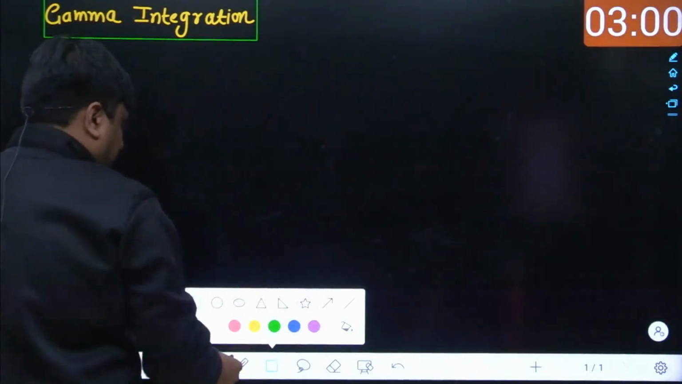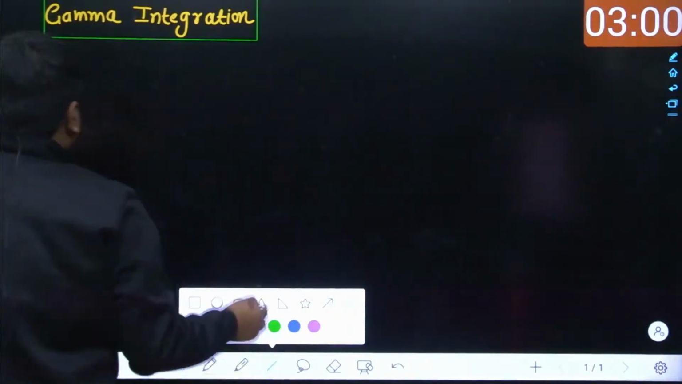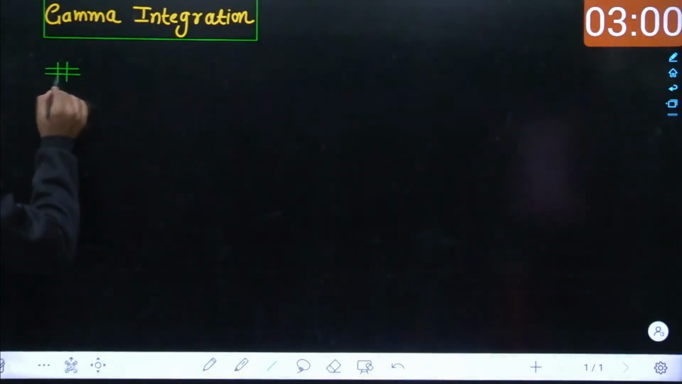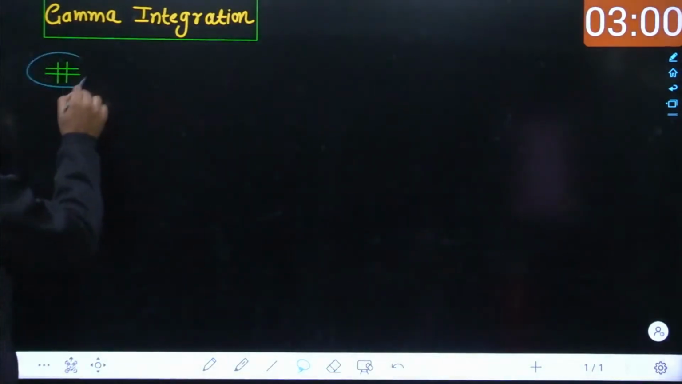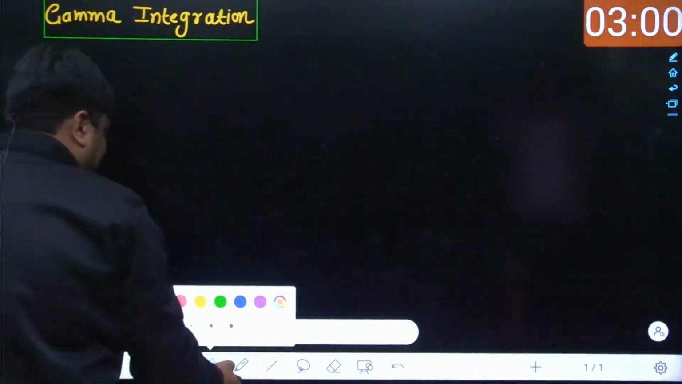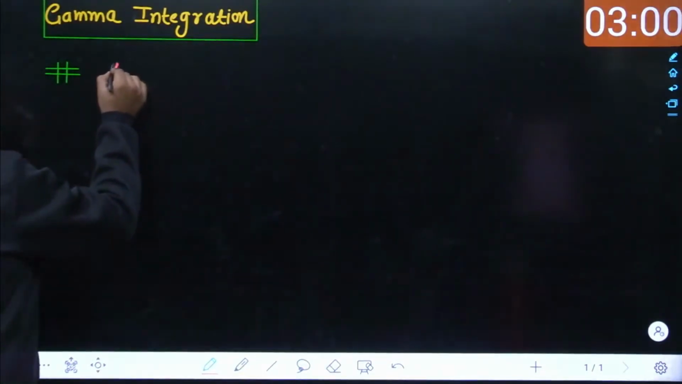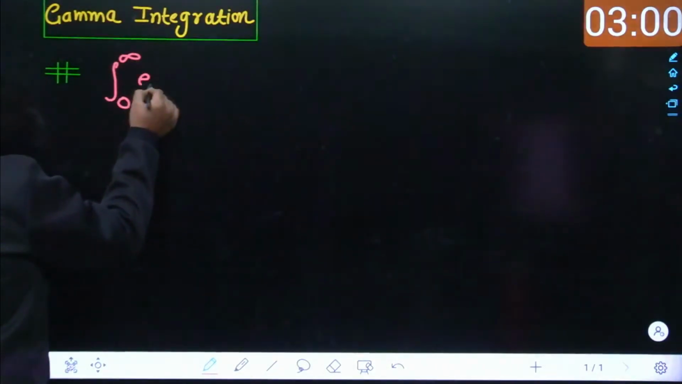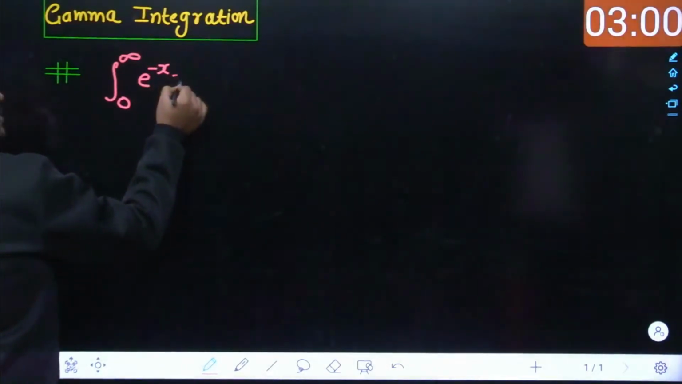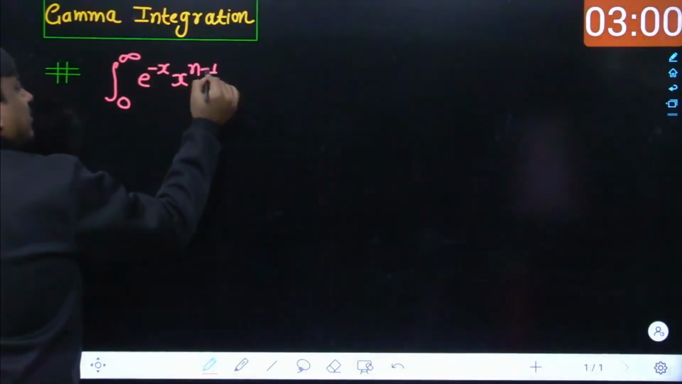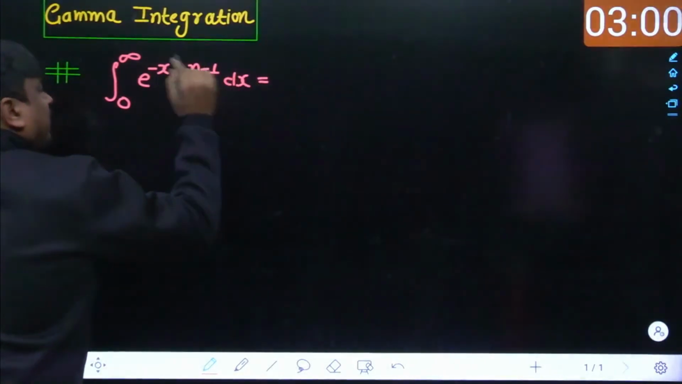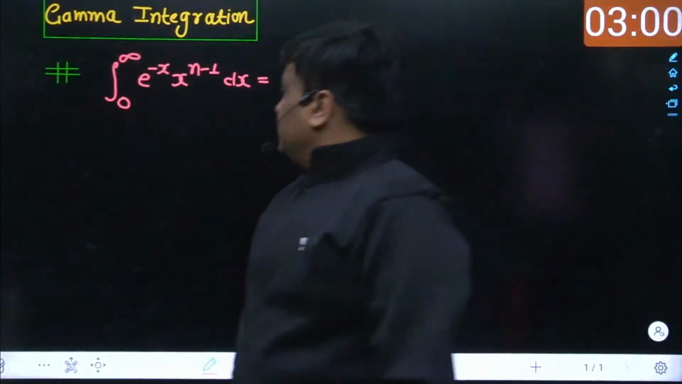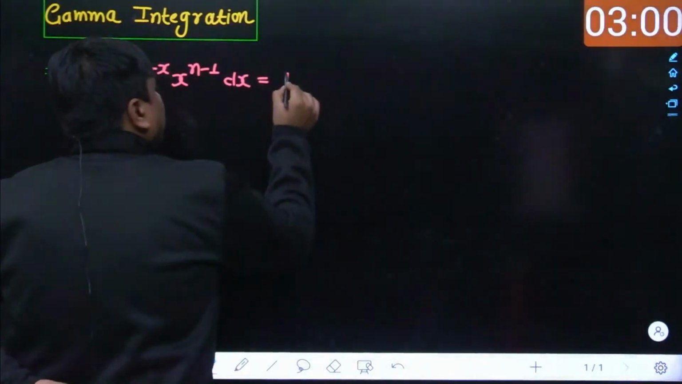Anyway, the derivation part is not my area of concern. We would straight away hop into the important outcomes which we have to remember related to gamma integration. The first important thing: when you get to know that you are dealing with gamma integration, if the structure of the definite integral is in this form, the integration from 0 to infinity, e to the power of minus x, x to the power of n minus 1 dx, then definitely you are dealing with a gamma integration, and its result stands for gamma of n.